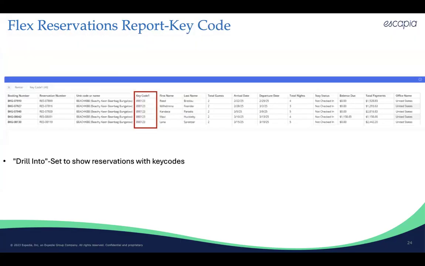Next, we have an example of a key code. What we did was we did a drill into and we set it to show reservations with key codes. Again, you can use the filters, you can use columns for displaying, but we wanted to show a couple different ones. So here you can see that now there's a column for key codes. Now all of these are the same because this is a demonstration account, but it'll pull all of those.